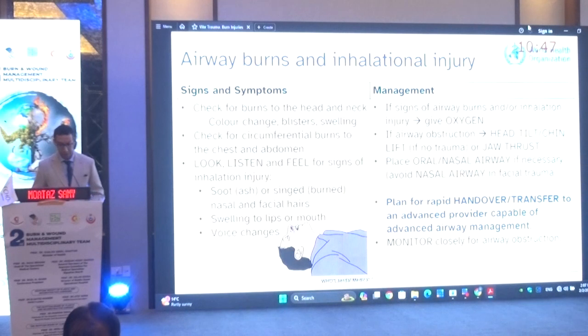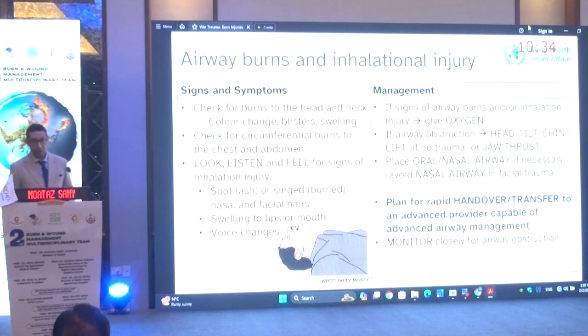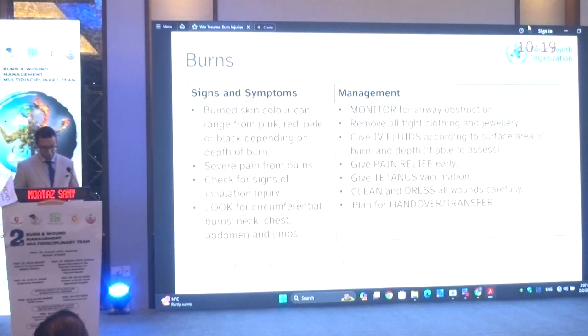Assessment and management of burns, airway burn, and inhalational injury. We check for burns in the head and neck, any swelling, any swollen lips or tongue, any extensive facial burn, any soot, any singed nasal or facial hair. They all suggest inhalational injury. For burns, we look at skin color and depth of burn. We manage severe pain and give tetanus.